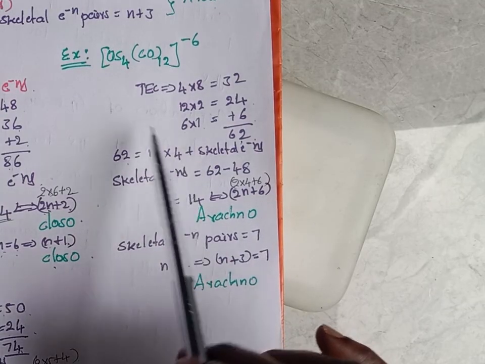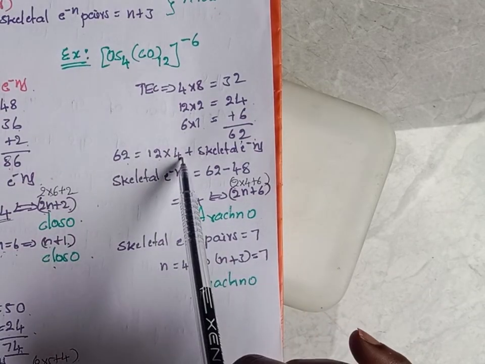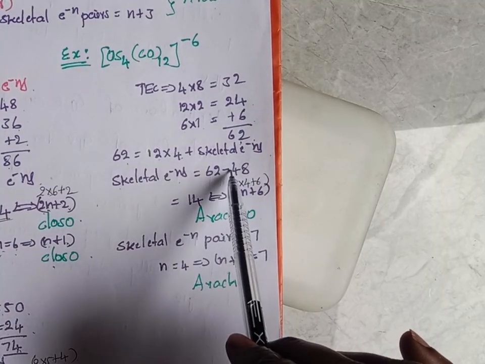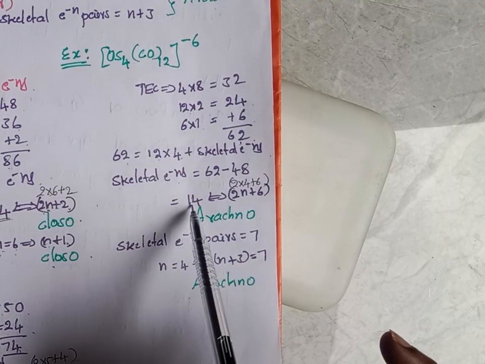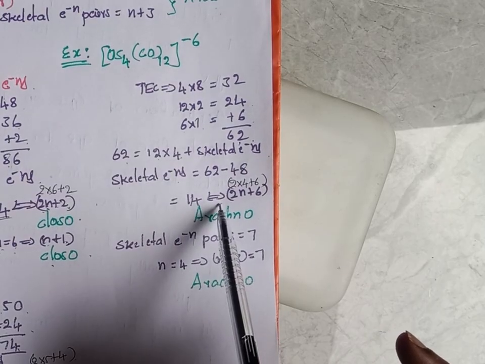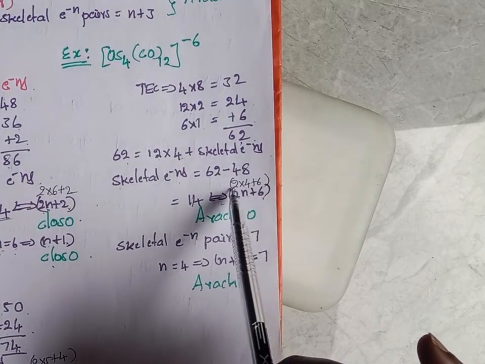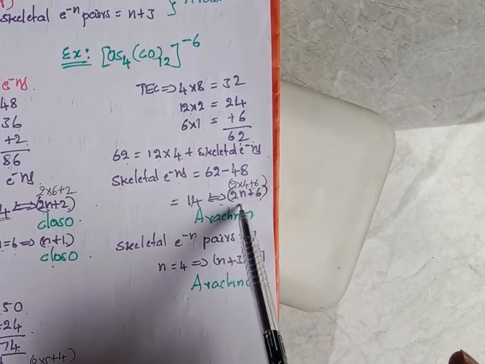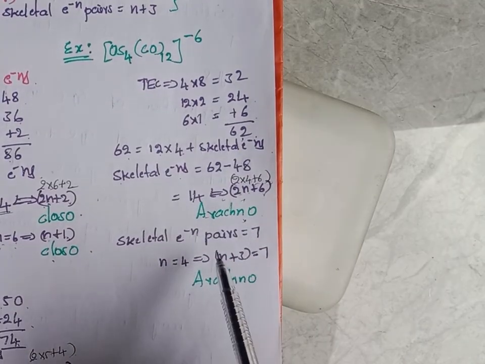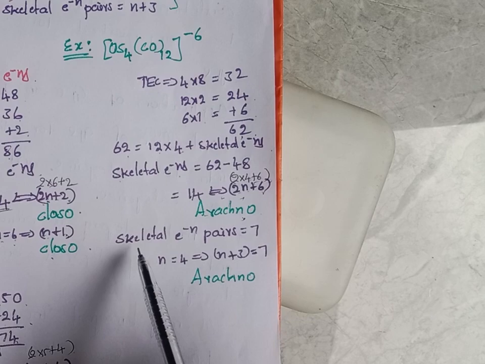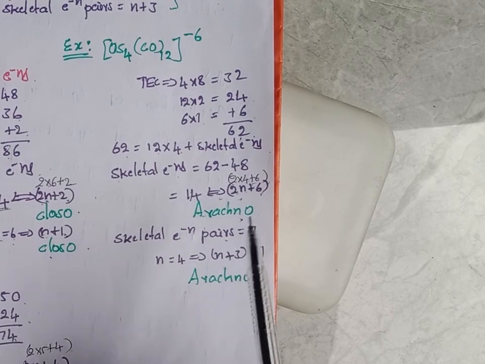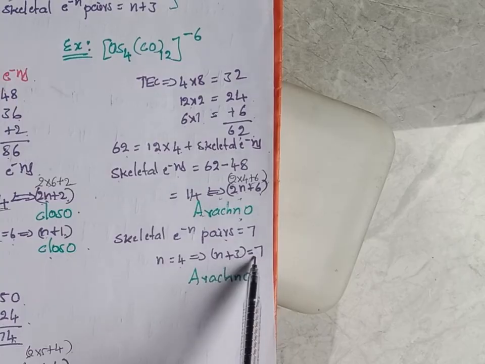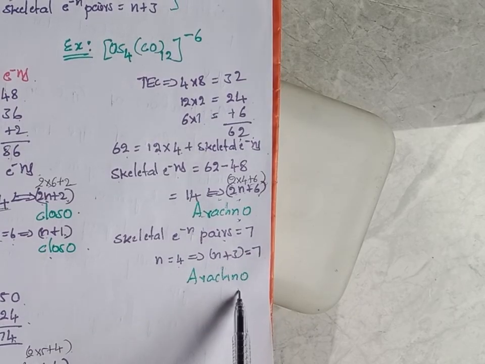12 into the number of metal centers, that is 4, plus skeletal electrons. Therefore, skeletal electrons will be 62 minus 48, which is 14. It equals 2n plus 6, that is 2 into the number of metal centers, 4, plus 6, 14. So the structure will be arachno. If we consider skeletal electron pairs, the number of metal centers is 4, so n plus 3 will be 7. Therefore, the structure will be arachno.